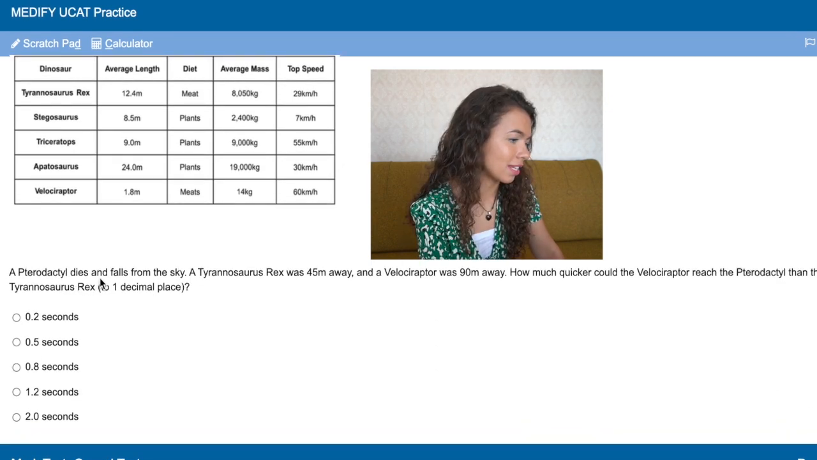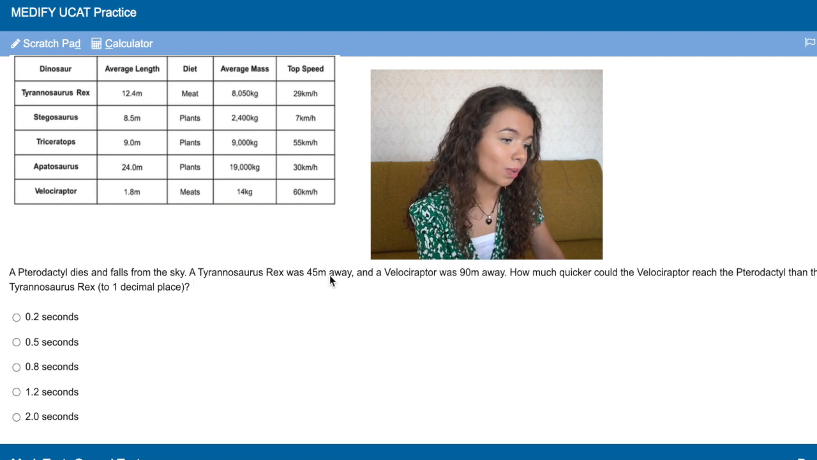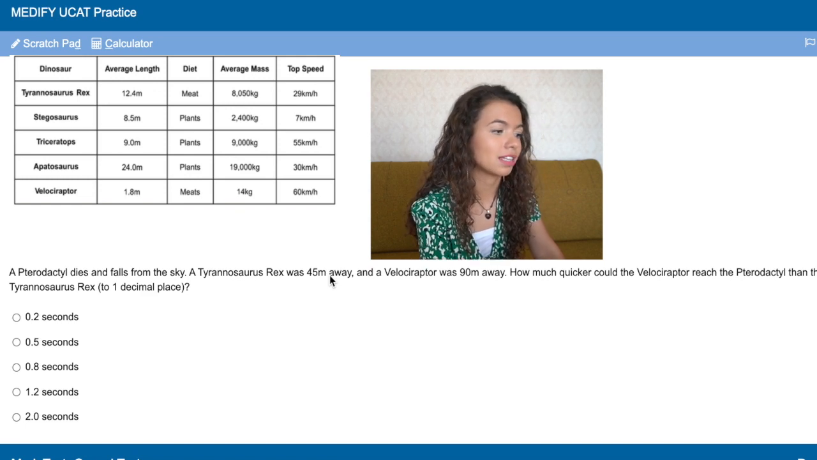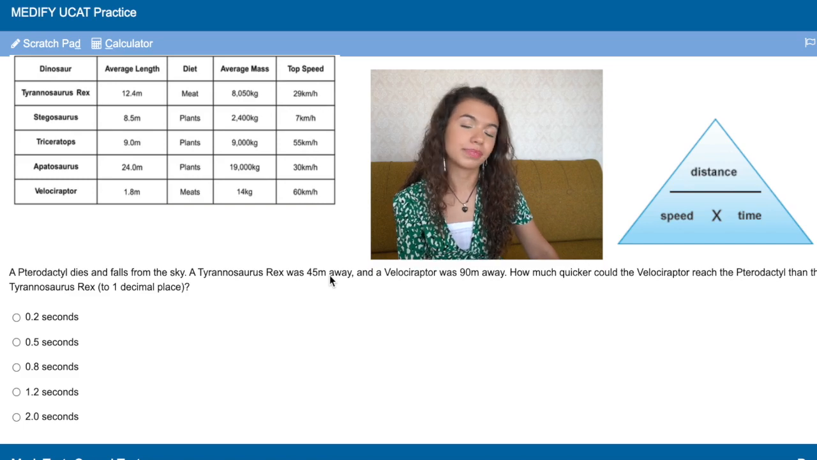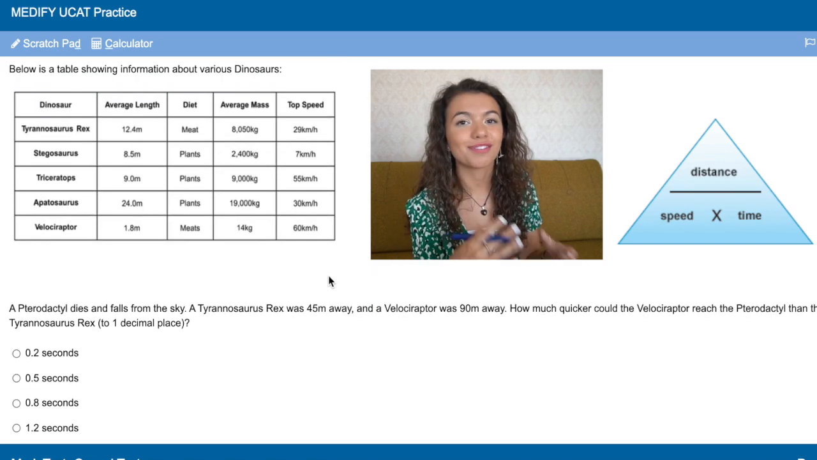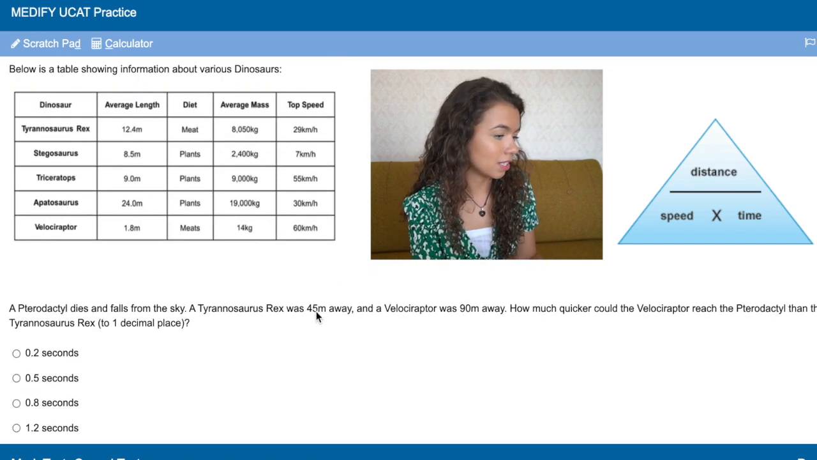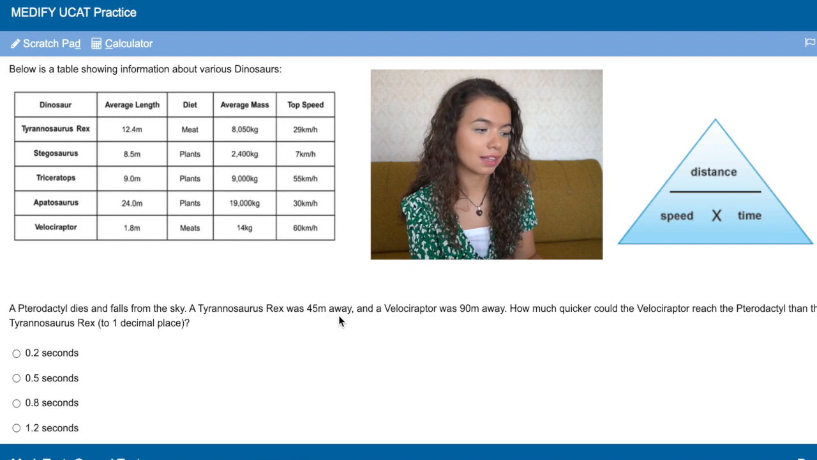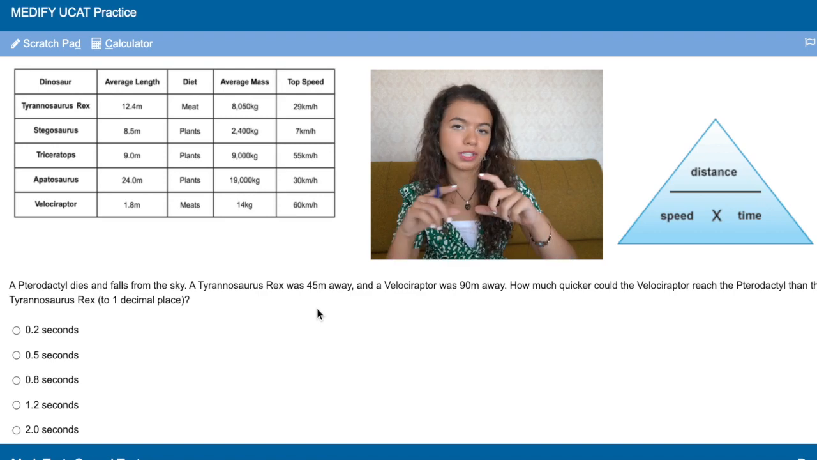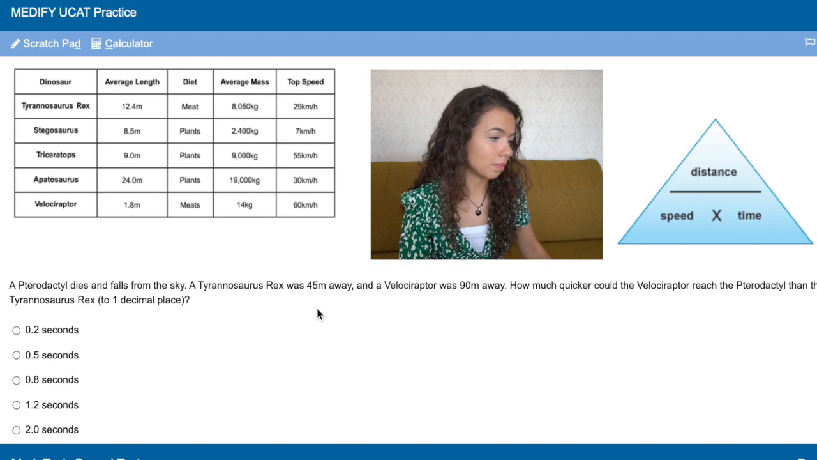Next, a pterodactyl dies and falls from the sky. Oh gosh. A T-Rex was 45 meters away and a velociraptor was 90 meters away. How much quicker would the velociraptor reach the pterodactyl than the T-Rex, to 1 decimal place? Okay, so this is another speed, distance, time equation. So first, what we want to do is find the speeds of each dinosaur and take the distance into consideration. So again, the formula triangle is distance is speed times time.